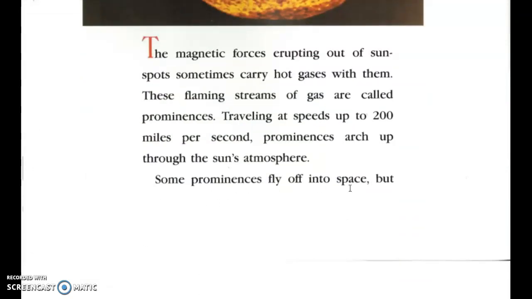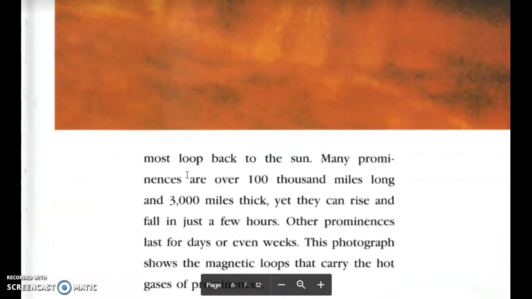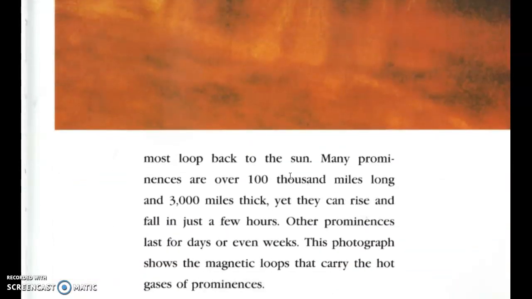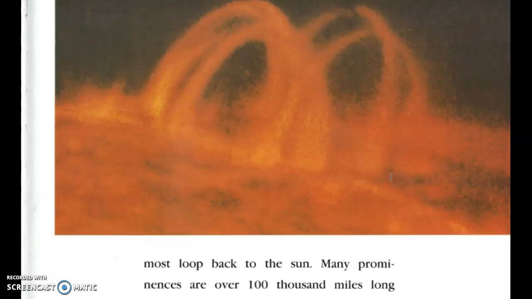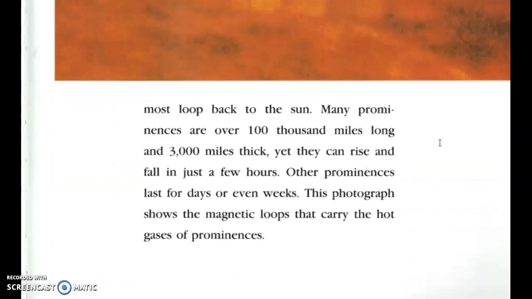It says some prominences fly off into space. So that's one thing that they can do, fly off into space. But most loop back to the sun. So that's the other thing they can do, is loop back to the sun. We can see those looping here in this picture. Many prominences are over 100,000 miles long and 3,000 miles thick, yet they can rise and fall in just a few hours. Other prominences last for days or even weeks. This photograph shows the magnetic loops that carry the hot gases of prominences. So there's that picture again.